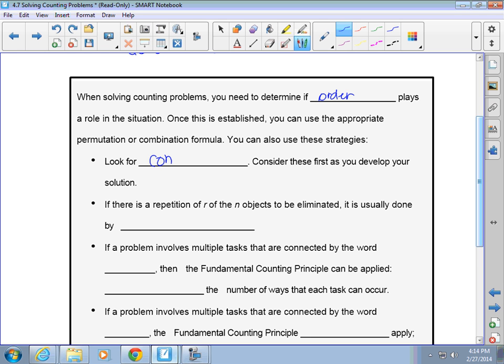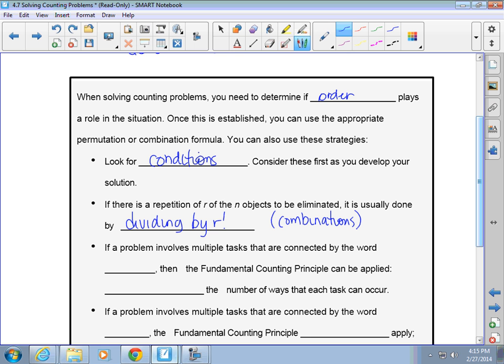Consider these. First, as you develop your solution, if there is a repetition of r of the n objects, it is usually eliminated by dividing by r factorial. That's what we did in the combinations. That was one of the differences between the combinations and the permutations formula: to get rid of repetition of the objects, we divided it out.